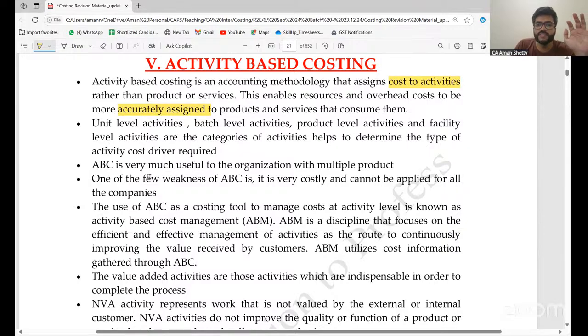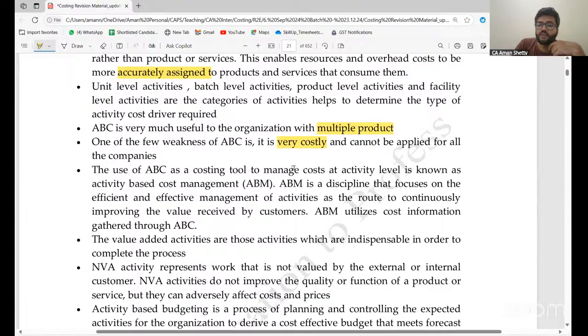So ABC is very much useful to organizations with multiple products so that you have more accurate costing. One of the few weaknesses of ABC is that it is very costly and cannot be applied for all companies. The use of ABC as a costing tool to manage costs, as a tool when you use it to manage costs, is called activity based management, or ABM.